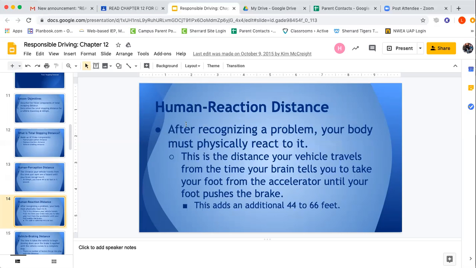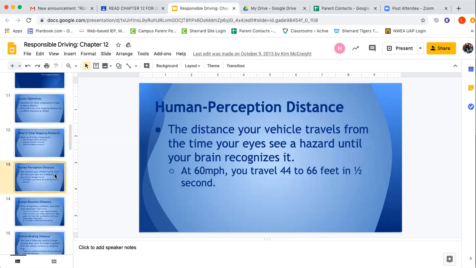Your human reaction distance is after you recognize that there's a problem, your body must physically react to it. So if you go back to the perception distance, that's the distance your vehicle travels from the time your eyes see the hazard. So you recognize that there's, I'm just using this as an example, a raccoon ahead in the middle of the road.